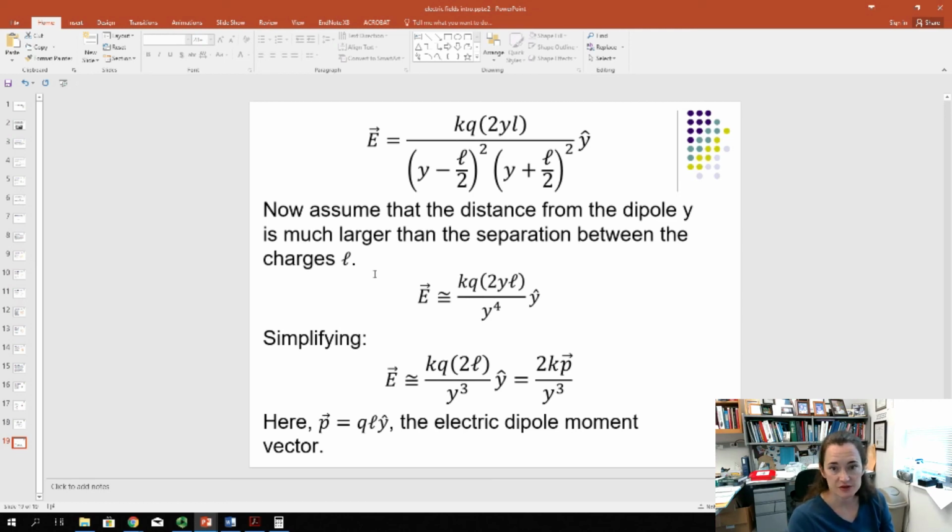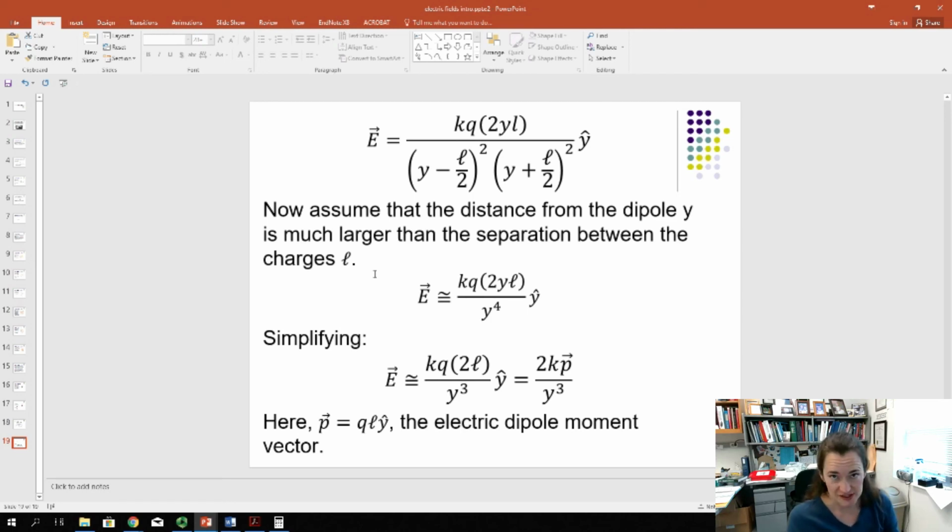Now remember, we said to assume that the distance from the dipole y is much larger than the separation between the charges L. So if that's the case, then we can say that it doesn't make much difference if I add or subtract L over 2 from y, right? It's going to be approximately equal then, therefore, to KQ times 2YL over y to the fourth, and that's in the y-hat direction. Now I've got a y upstairs and a y to the fourth downstairs, so that cancels out one of the y's. I end up with the electric field is equal to KQ times 2L over y cubed in the y-hat direction. So that's our electric field.